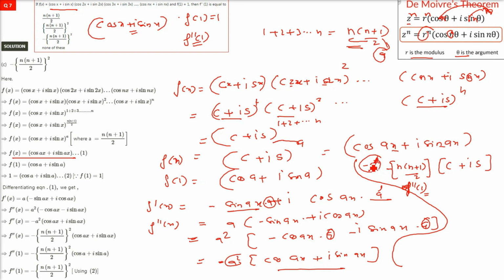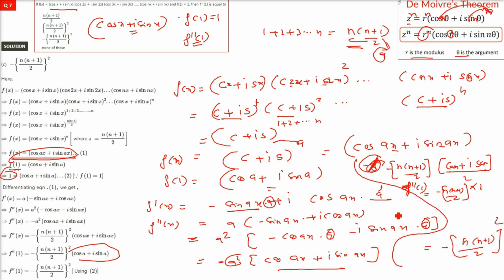Alright. So f''(1) is nothing but minus (n(n plus 1)/2) whole squared into (cos a plus i sin a). cos a plus i sin a is 1. So you are just left with minus (n(n plus 1)/2) whole squared. So f''(1) is minus (n(n plus 1)/2) squared. Now there are certain options in your answer, and you can choose the option minus (n(n plus 1)/2) whole squared. Please remember, this first result is used here because cos a plus i sin a was 1. We have already computed it and utilized it in f''(1).